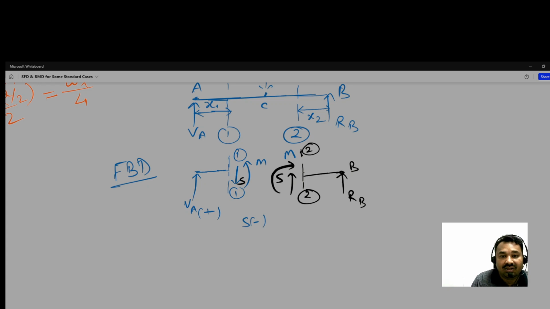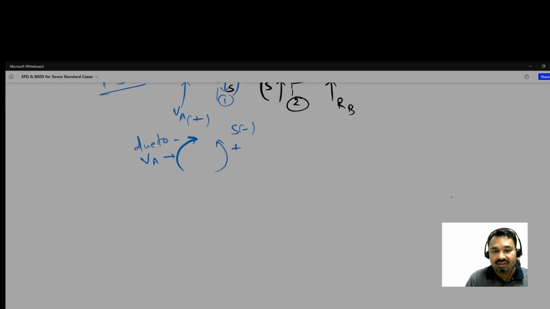And what about the moment? So moment, suppose in this we have taken positive. Okay, so what will be this? Due to VA, it will be what? Negative, nothing else, sign convention. Similarly for the right hand side. Okay, then what we got, the shear force.